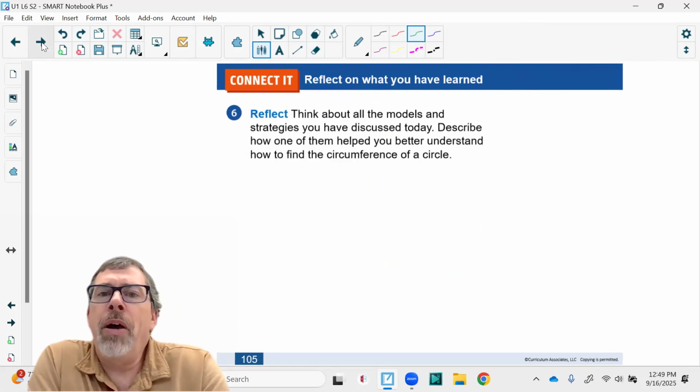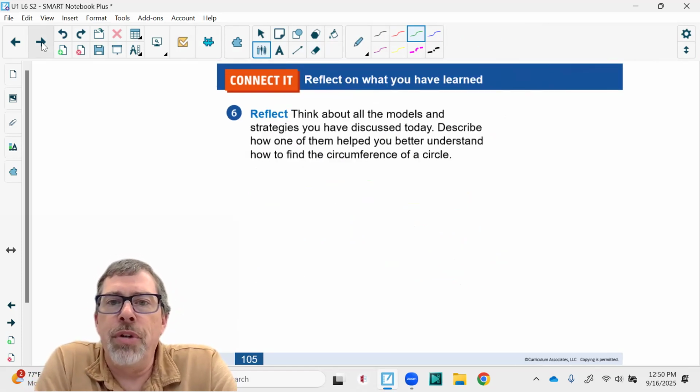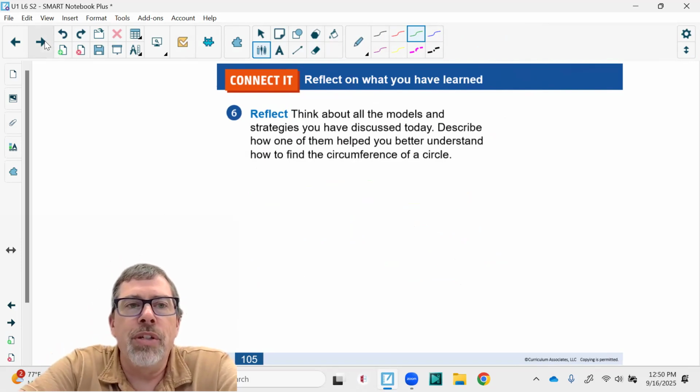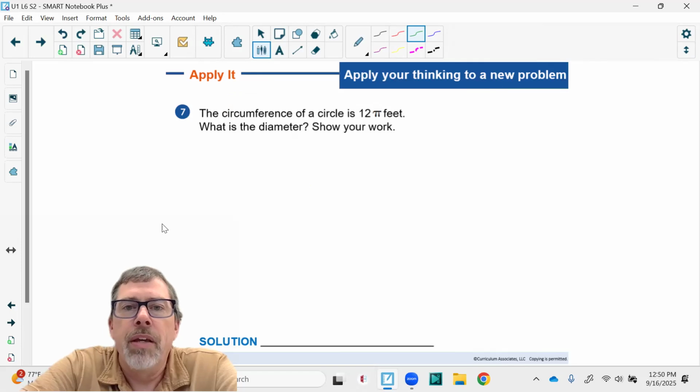Now reflect. Think about all the models and strategies you have discussed today. Describe how one of them helped you better understand how to find the circumference of a circle. Okay, I'm going to leave that to you. That's something you need to do on your own. Everybody's different, and I'll continue to apply it.